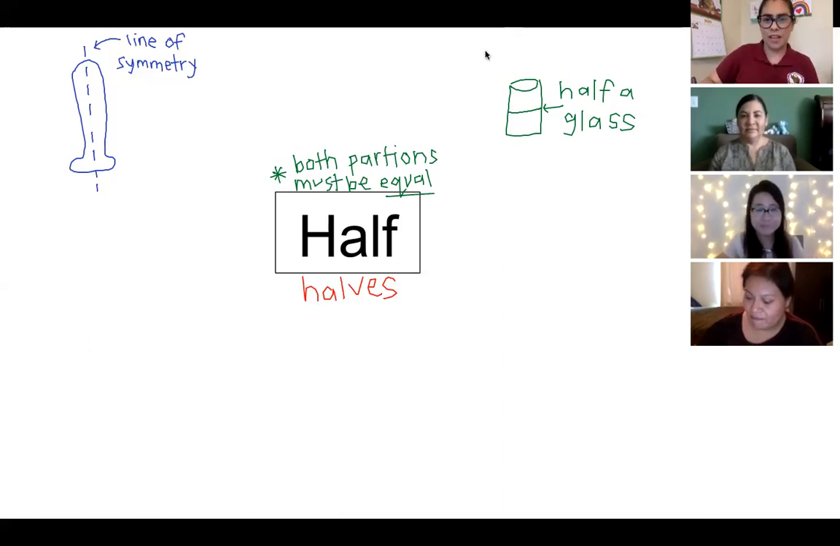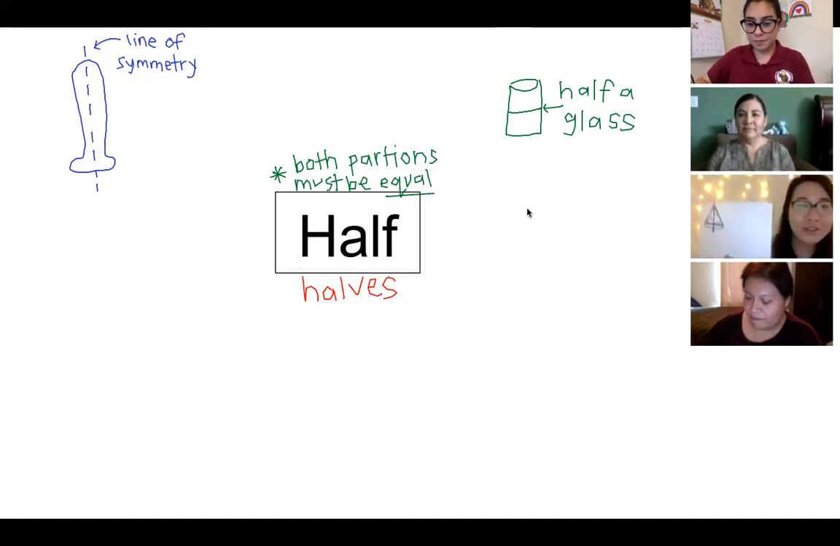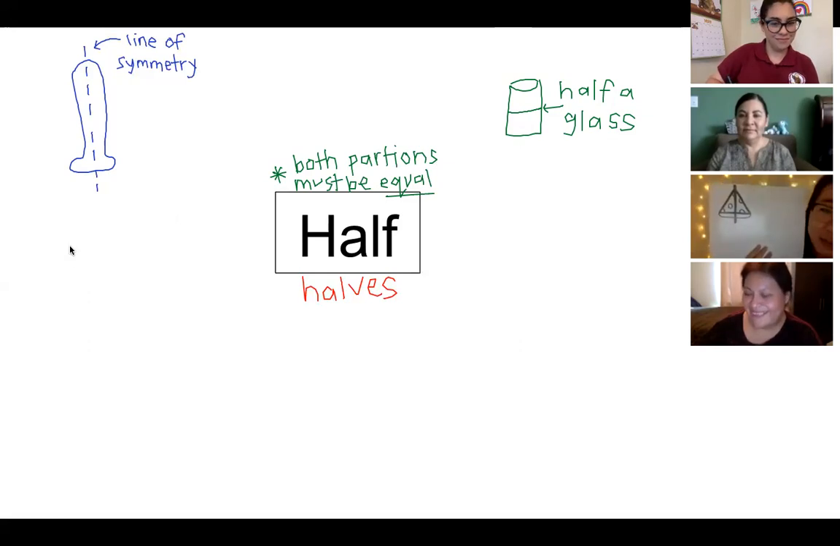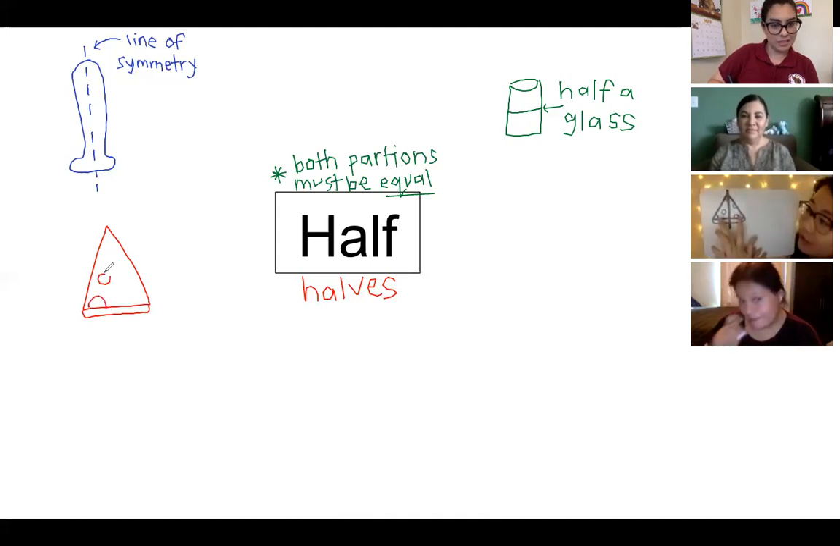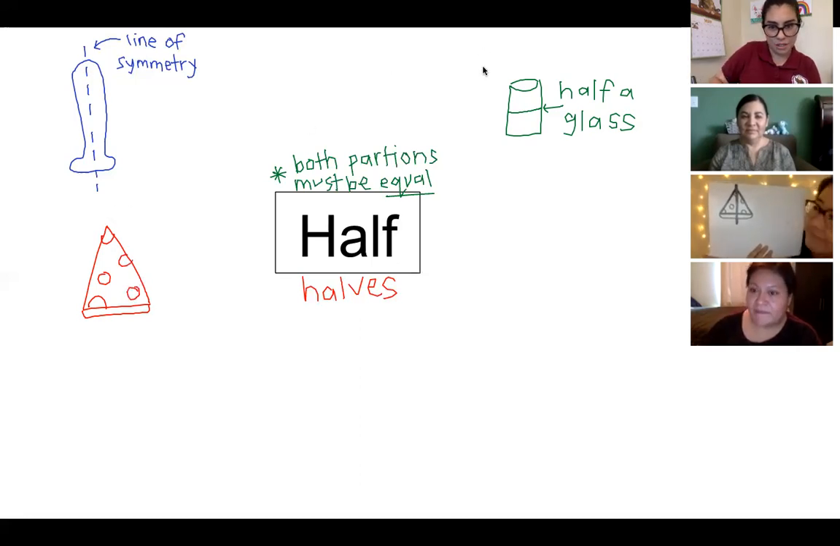Miss T, do you have a visual representation of what half looks like to you? Yeah, so I thought of a pizza, and I thought of a pizza because we were doing shapes on triangles, so I drew my triangle first, and then I was like, ooh, that kind of looks like a pizza. So I drew half a slice of pizza, and just like you said, both partitions have to be equal, so I tried to do it as equal as I could, right down the middle.